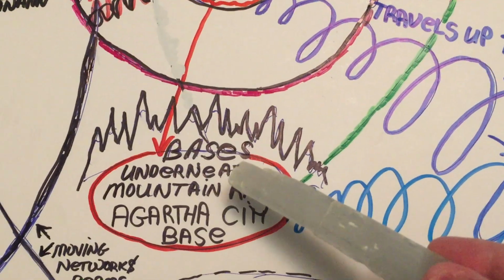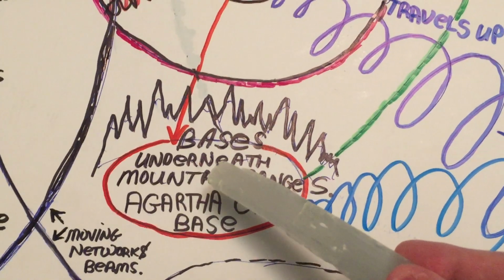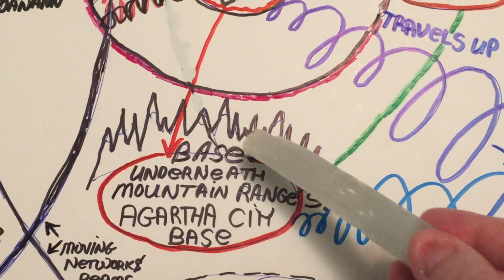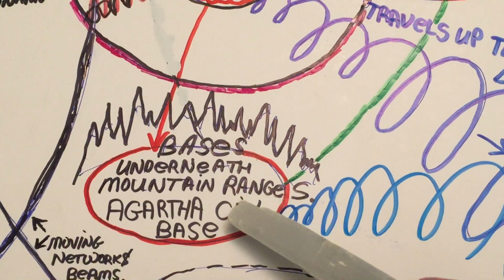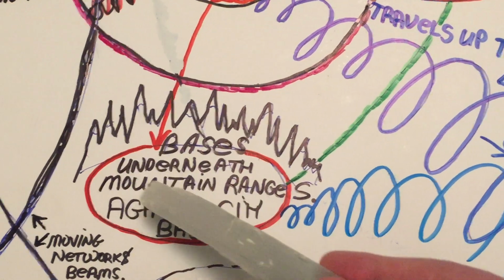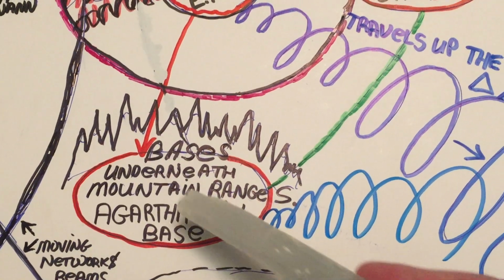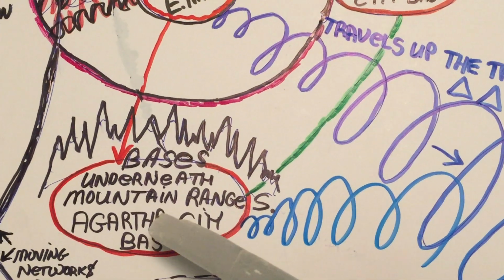The bases I've seen are elongated, very long, lengthy, traveling down through very deep mountain ranges. Most of the mountain ranges have a base, and most of them also have human bases, but the AGRATHA bases are much deeper.